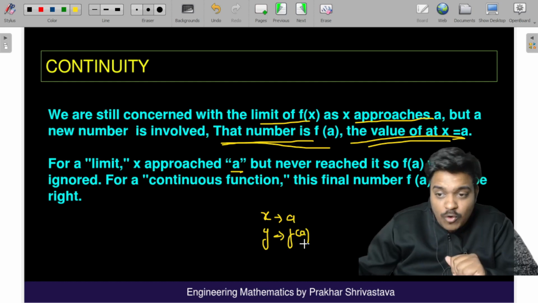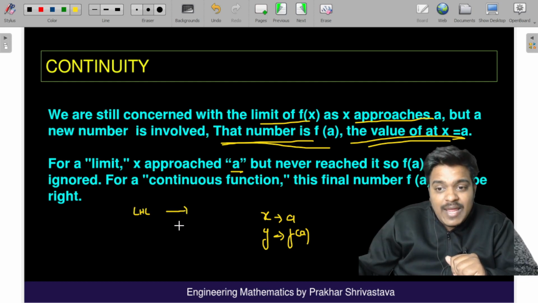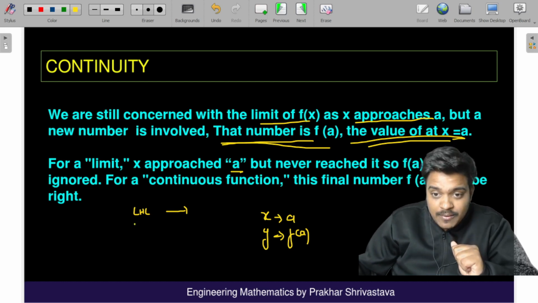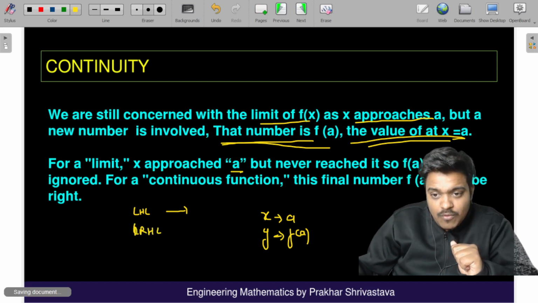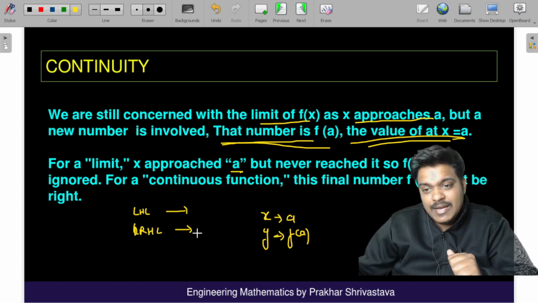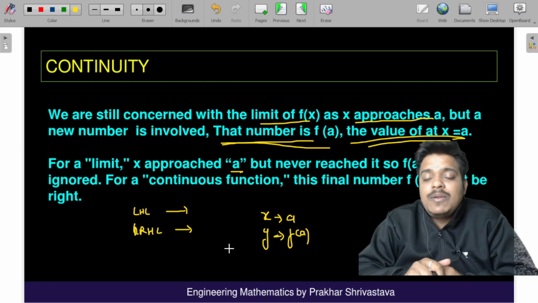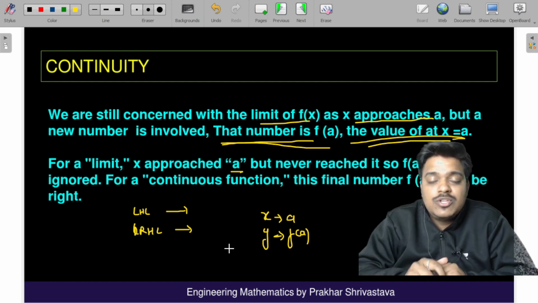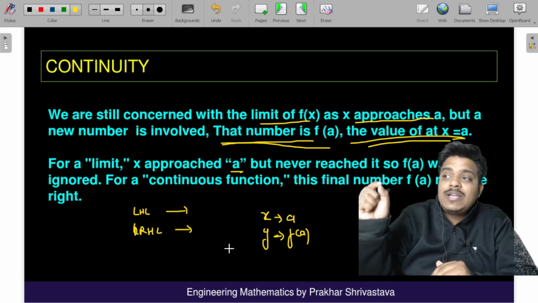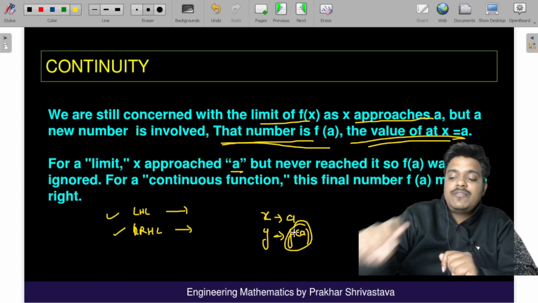Is it clear? What we have calculated till now, the LHL, is the value of the function when x is approaching a from the left hand side. The RHL is the value of the function when it is reaching from the right hand side. Is it clear? So we calculate the value at 1.001a, 1.002a, and 1.0005a. If the two values are equal, the limit exists, and if it is equal to f of a, then the function is continuous.